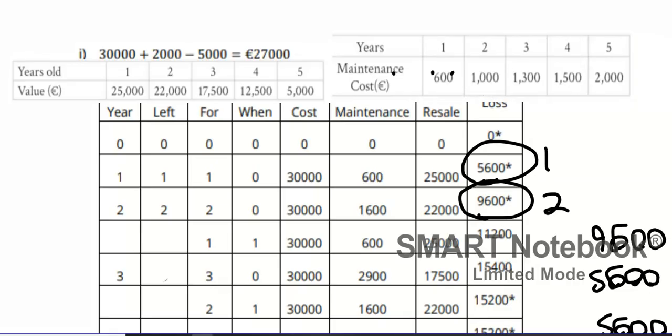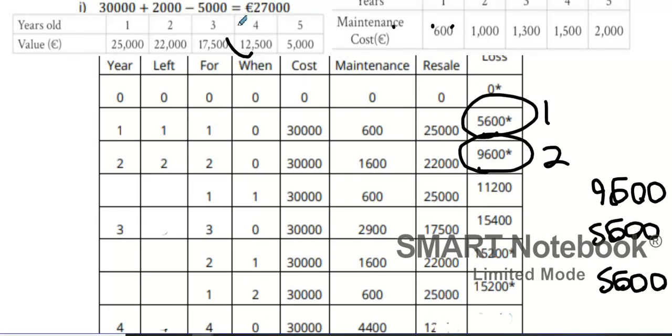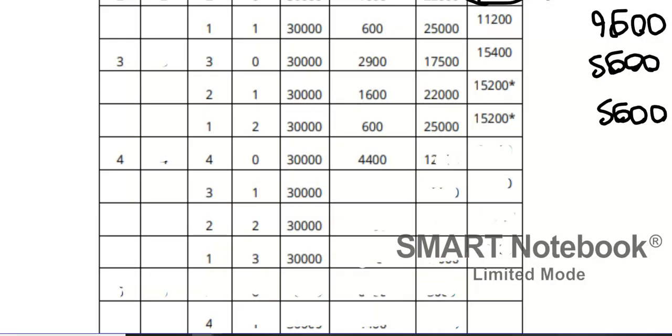Okay. Then if we sell it after 4 years, it's worth 12,500. Okay. Now, just do the usual. 30,000 take away 12,500 plus 4,400, and you get a total of 21,900. Done. Next one.